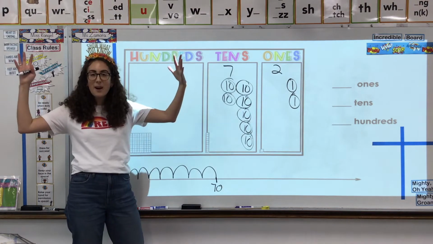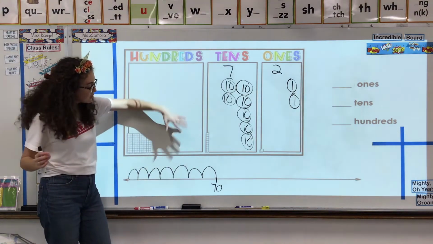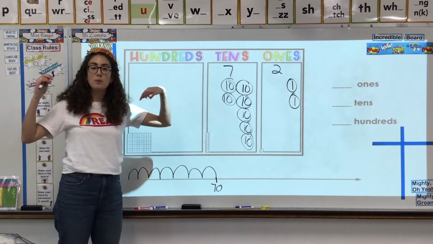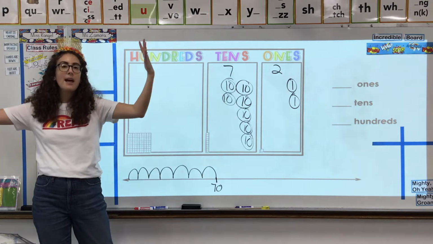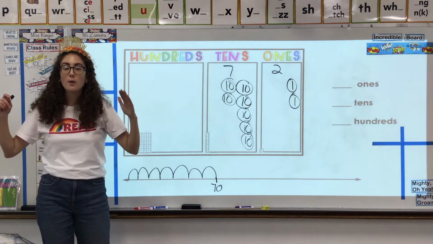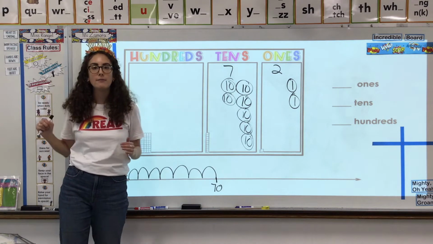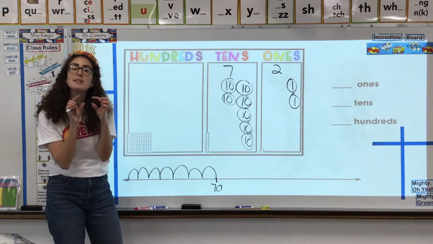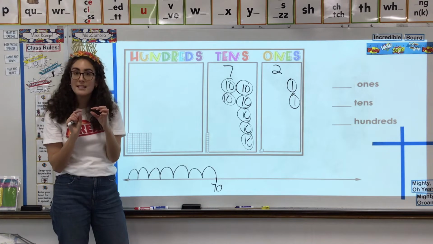The tens are bigger. So when we're drawing our jumps, we want to make sure that every 10 we jump is bigger than a 1 to show that 10 is a bigger value. So when we jump our ones, they need to be smaller to show the difference.